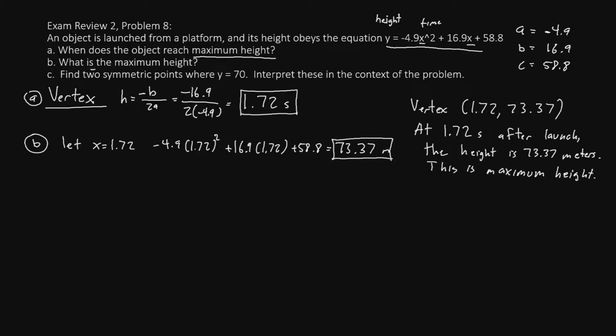Now on to part C. We are asked for two symmetric points where y equals 70. Interpret these in the context of the problem. So let's go back to our original equation in this line once again and let y equal 70. So we'll have 70 equals negative 4.9 x squared plus 16.9 x plus 58.8.